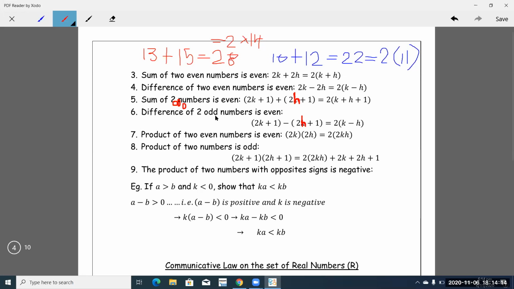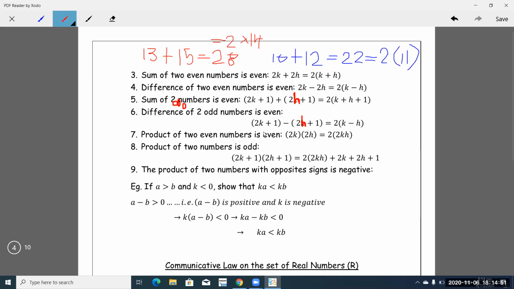The next thing we want to look at is the difference of two odd numbers. The difference of two odd numbers is also going to be even. Because if we have some odd number 2k plus 1 and you subtract another odd number 2h plus 1, you're just going to get 2k minus 2h, and then the 1 minus the 1 cancel. And so this is the algebraic way, or the axiom way, of expressing that the difference of two odd numbers is even. All right, so far everything is working out to be even, but let's just continue.